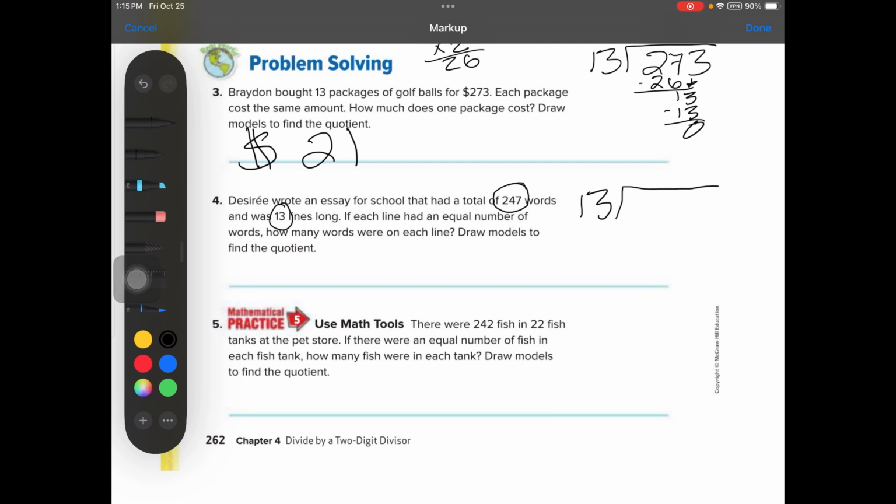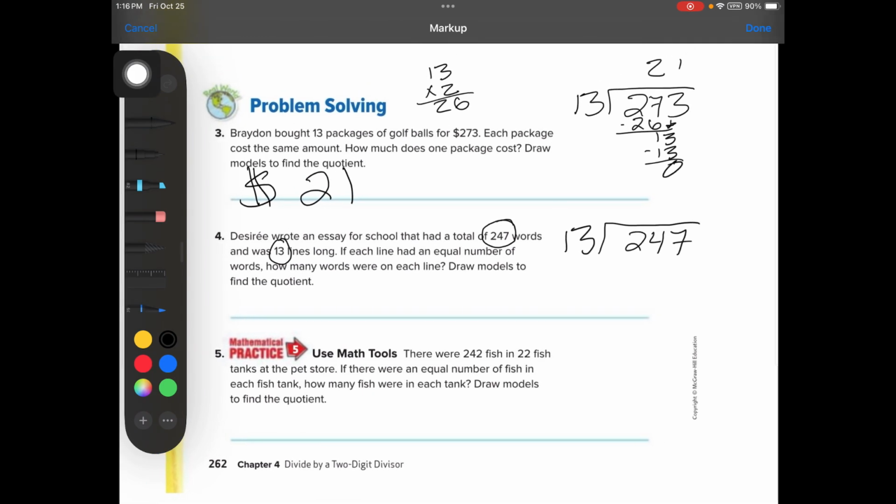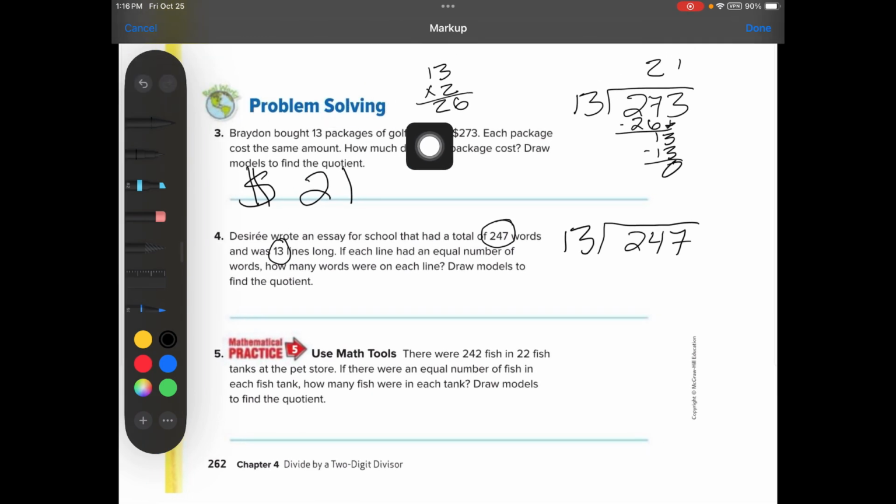13 will go into 247. All right, again, we can kind of look up here and see that this is very similar to this one. And we know that 13 times 2 is 26, and that's too much for that. So I'm just going to put that 13 can go into that number once. 1 times 13 is 13. 4 minus 3 is 1. 2 minus 1 is 1.